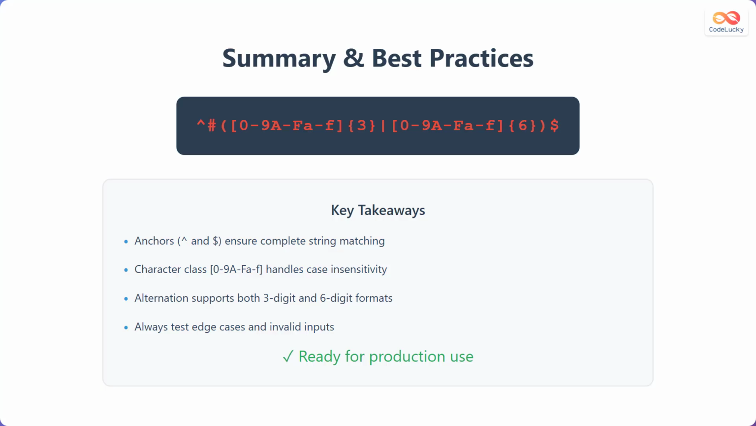Here's a summary of the key takeaways and best practices for validating hexadecimal color codes using regular expressions. Our final pattern is ^#([0-9A-Fa-f]{3}|[0-9A-Fa-f]{6})$. Anchors represented by caret and dollar ensure complete string matching. The character class [0-9A-Fa-f] handles case insensitivity. Alternation supports both 3-digit and 6-digit formats. Always test edge cases and invalid inputs. With these practices in mind, you are ready for production use.